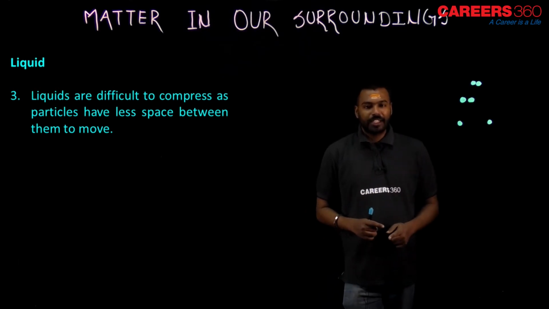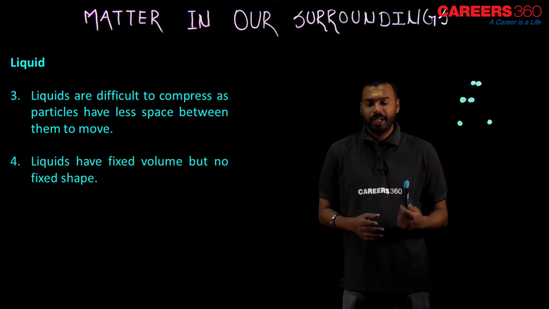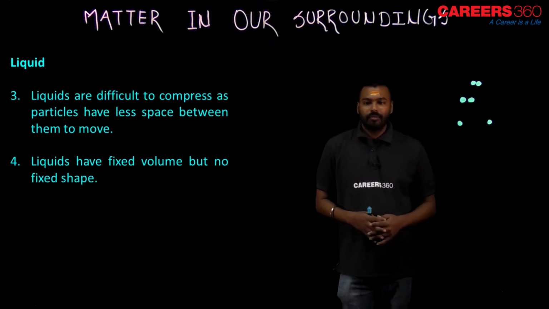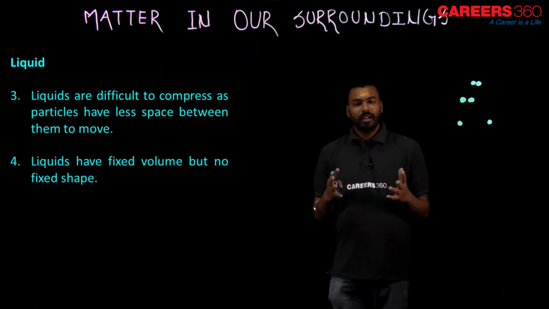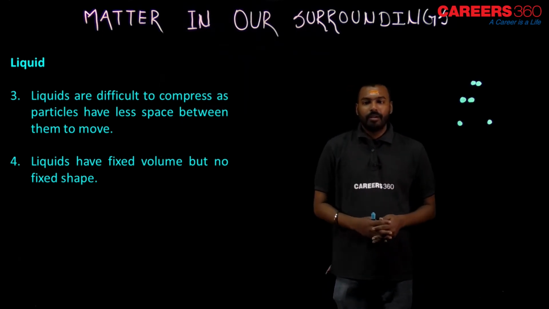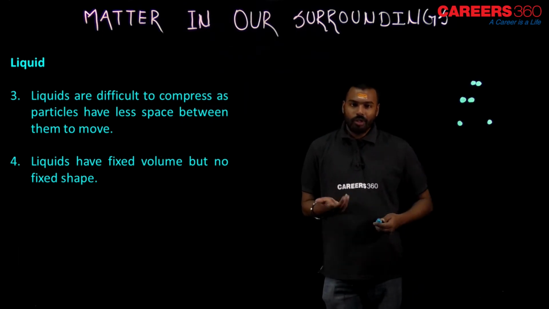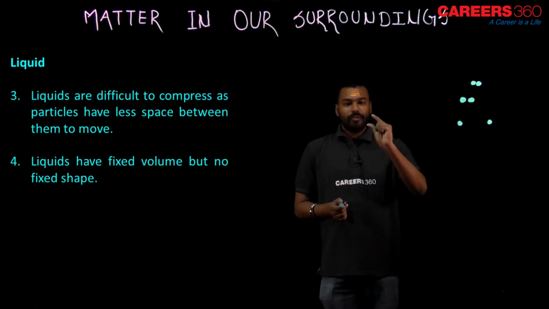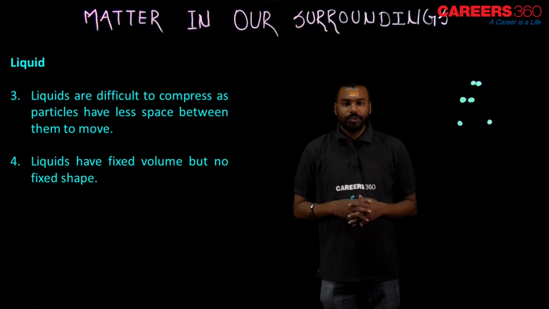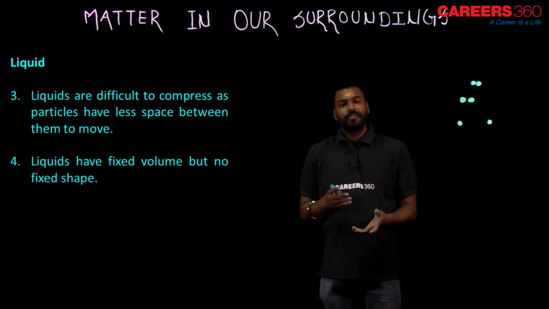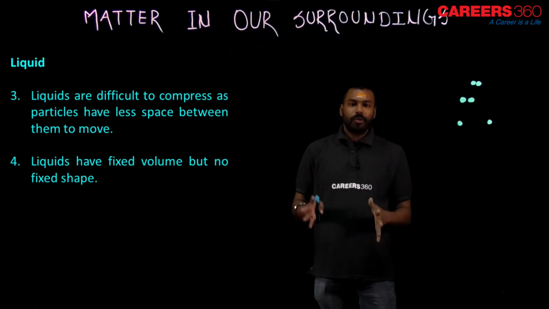Let me give you the next point now. Dear student, liquids have fixed volume but no fixed shape. Liquids don't have shape because liquids take the shape of their container. But what about the volume? Volume is the same. Suppose you have 1 liter of milk in your mug, so 1 liter of milk will be there if you keep it in a bucket. 1 liter only of milk will be there.